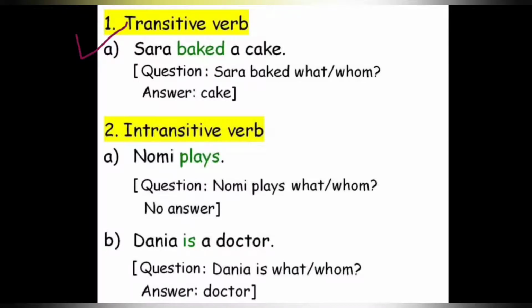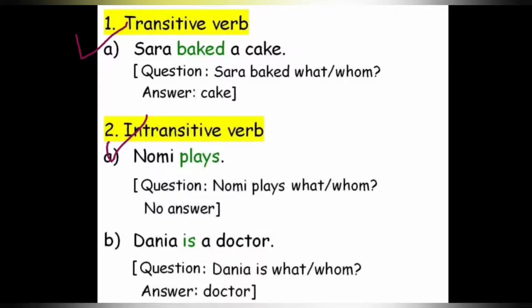So door is the object. I hope you are connecting the dots of transitive verbs. Second is the intransitive verb. Nomi plays. Here, Nomi plays what? No answer. So there is no object. When there is no object and the sentence is making good sense, then it is an intransitive verb.